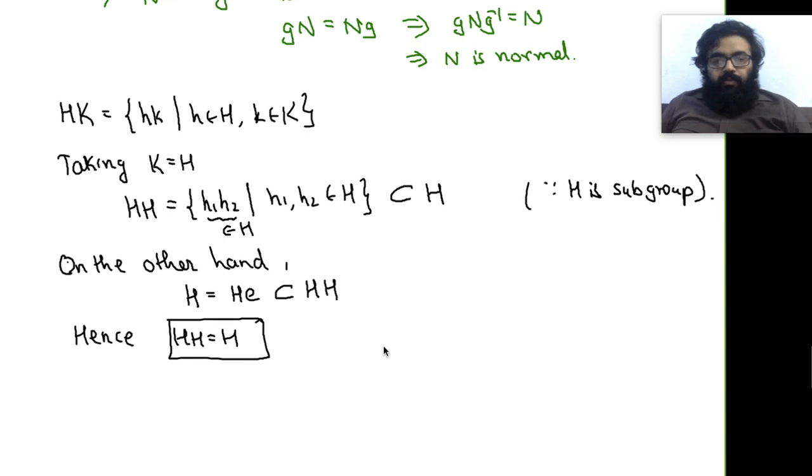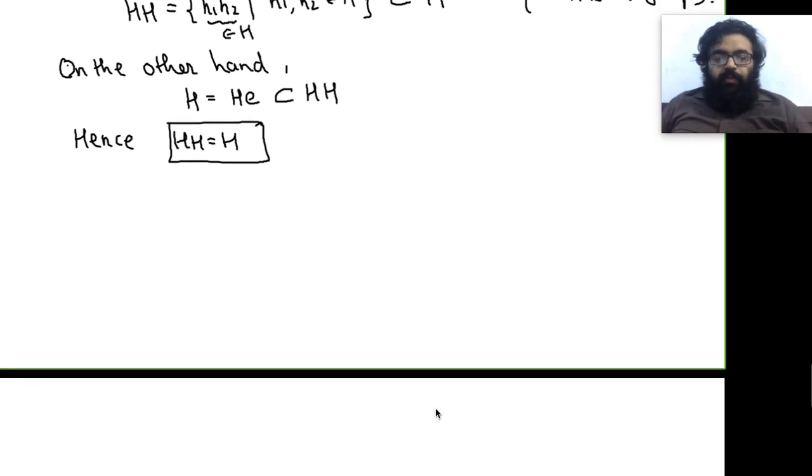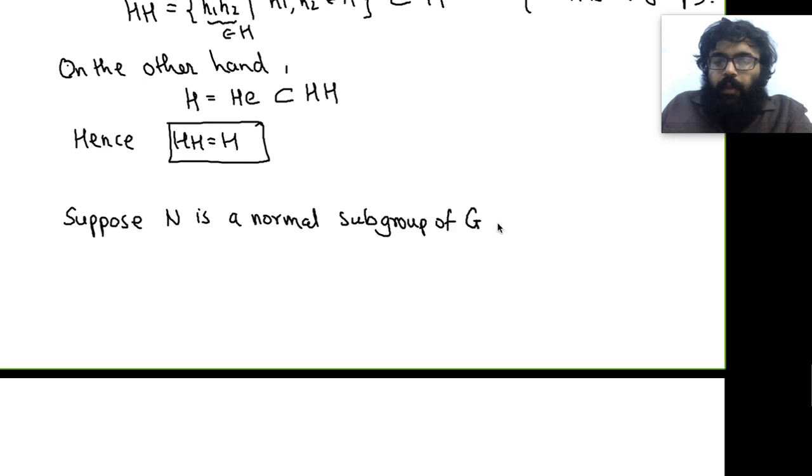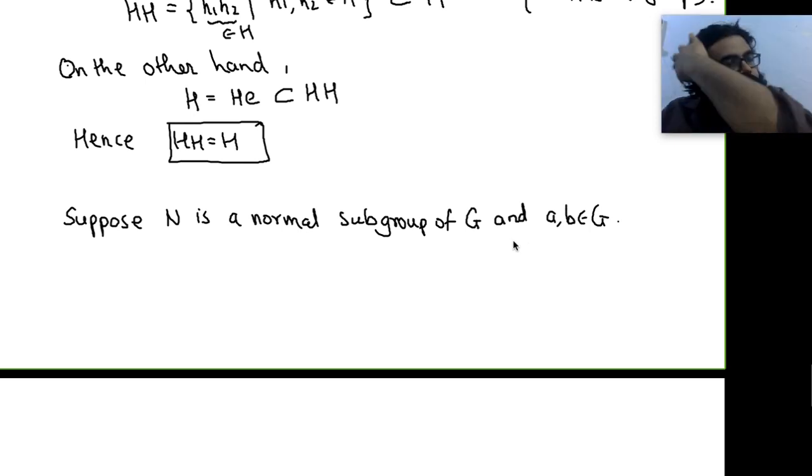Okay, so now what important observation can we make here is: suppose we start with a normal subgroup. Suppose N is a normal subgroup of G, and we take two elements a, b belonging to G. Then we have two right cosets. With these two elements, we can form two right cosets, Na and Nb.